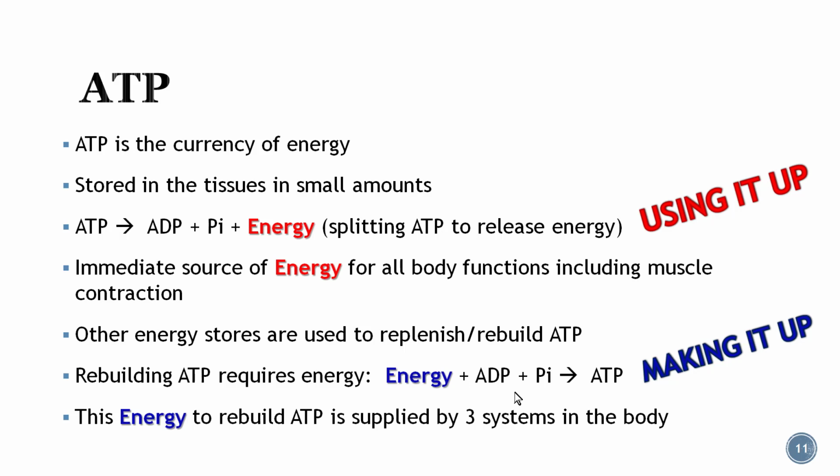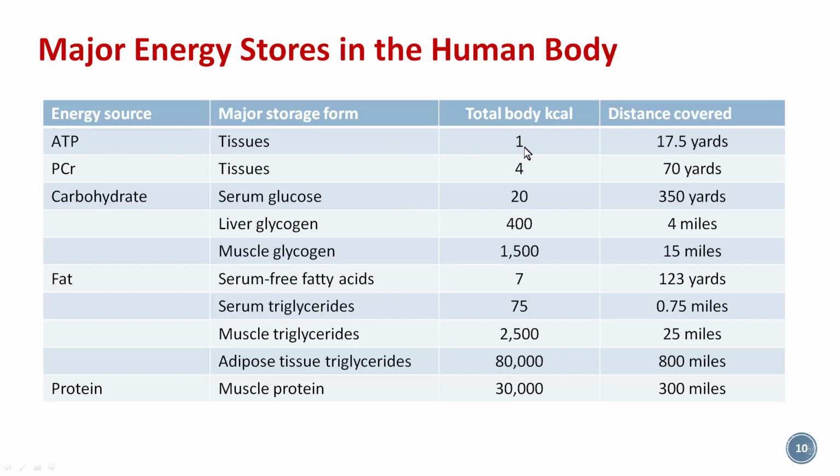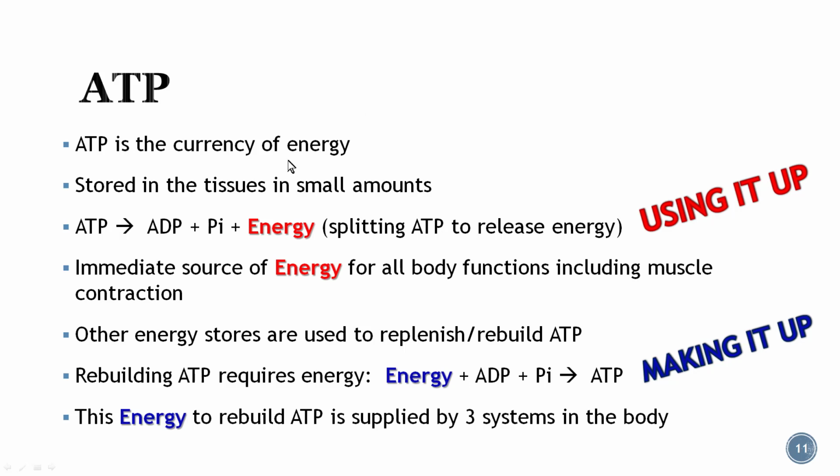So for clarification purposes, the word energy is color-coded to understand the cycle of ATP in the body. We know that ATP is the currency of energy. So it's like your dollars, okay? We need to convert any energy into ATP so that we can use it for our own benefit, for our own energy needs. And then ATP itself, like we said, it's a complex molecule having high energy bonds, and it's stored in the tissues in small amounts, like we saw here, ATP in the tissues worth of 1 kilocalorie, which will take you through 17.5 yards. Okay, so ATP is the currency of energy and stored in the tissues in small amounts.